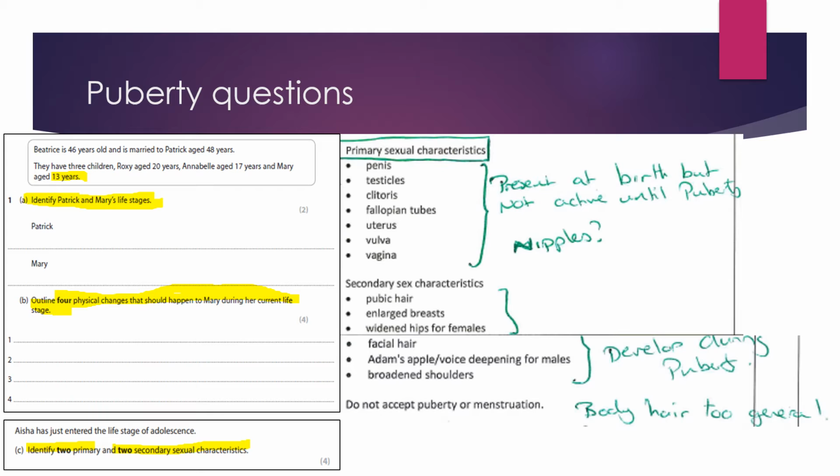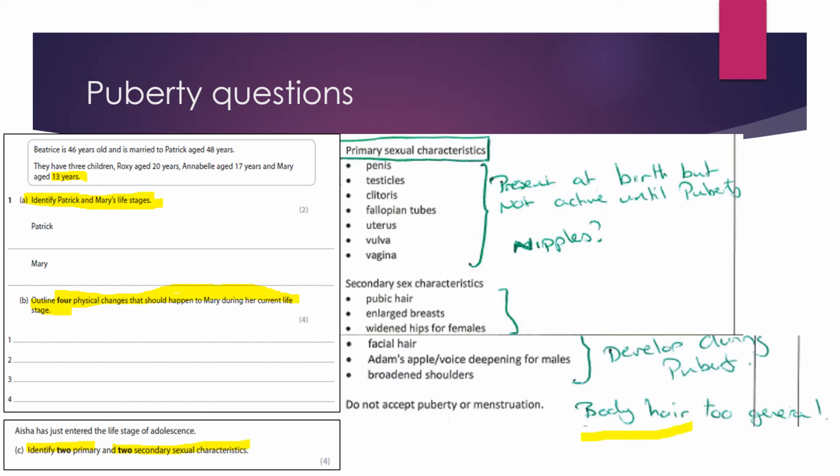I think what's also worth noting is the primary and secondary differences. When I was looking at this, present at birth would be the primary, everything that's present at birth but not active until puberty. Secondary would be everything that develops as puberty begins or during puberty.